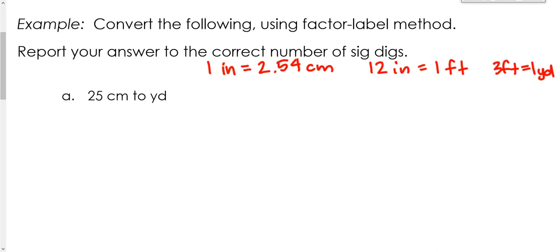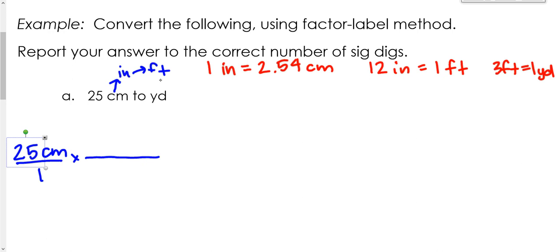So I would start by writing my given. So I've got 25 centimeters and I set up my fraction. And if you remember, if you want to write this over 1 to remind yourself it's in the numerator, go right ahead. All right, so I do units first. So that's where I'm going to use this. I'm going to go from centimeters to inches. And then I can go from inches to feet. And then I can go from feet to yards.